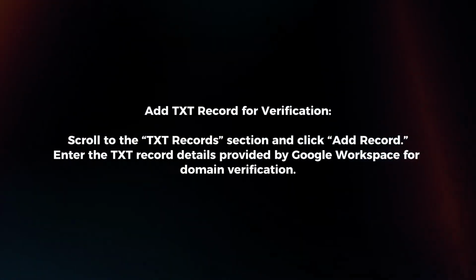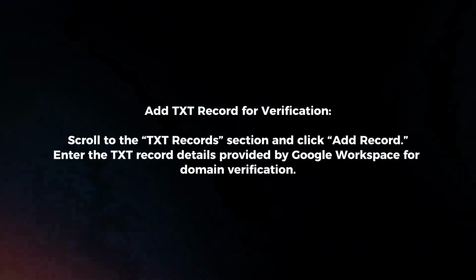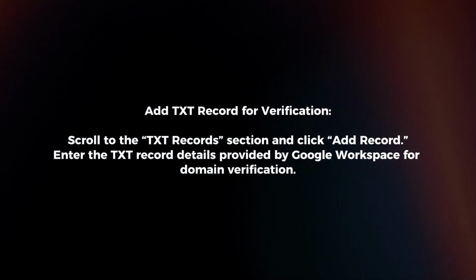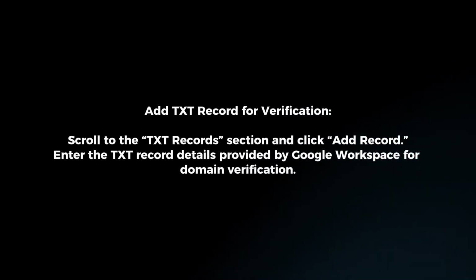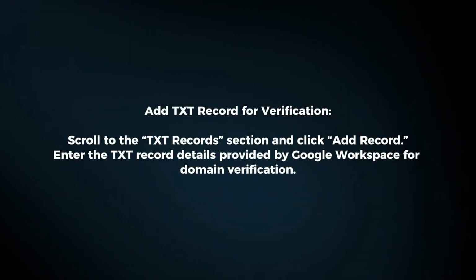Add TXT record for verification. Scroll to the TXT record section and click Add record. Enter the TXT record details provided by Google Workspace for domain verification.